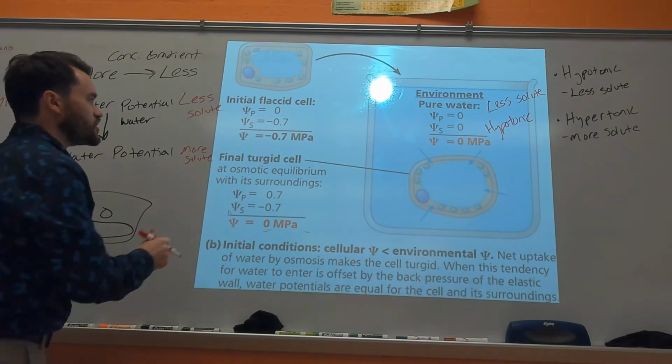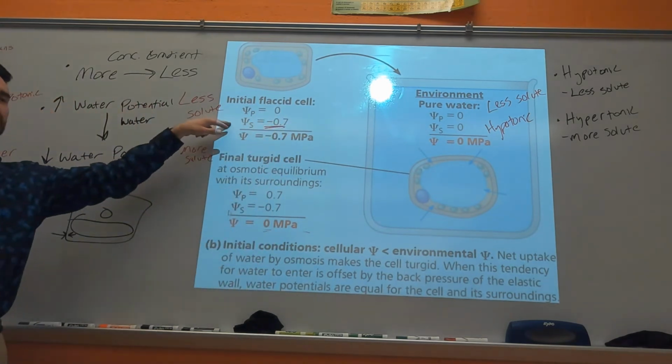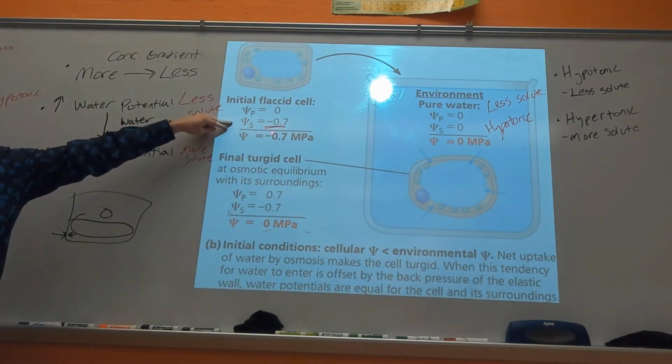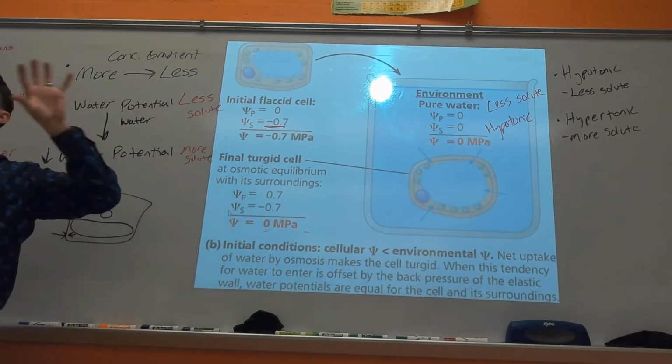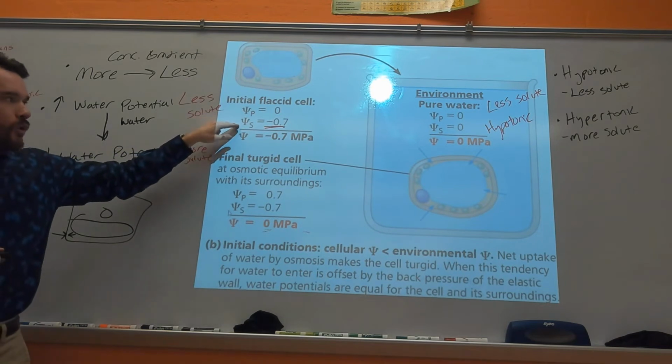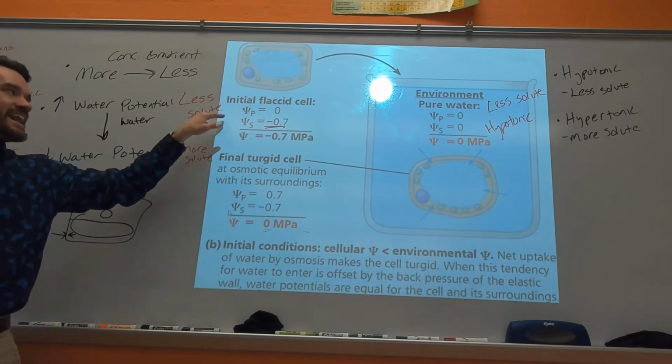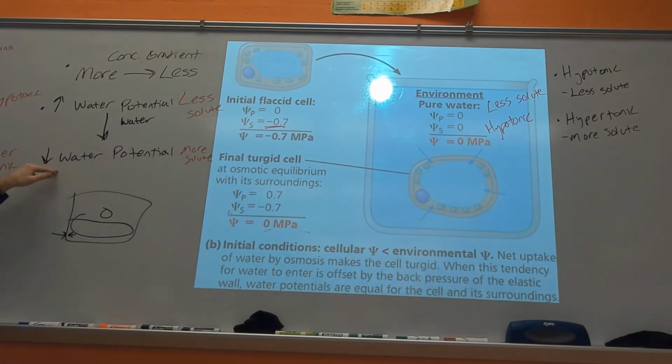Remember, more solute means you have a lower solute potential. Initially, this cell, because it's at a negative 0.7, that means it has more. It's backwards, is what I'm trying to get at. More solute is a negative number. It's a negative number because that's going to cause a decrease in your water potential. Lower water potential means that's where the water's going, like the higher to lower.